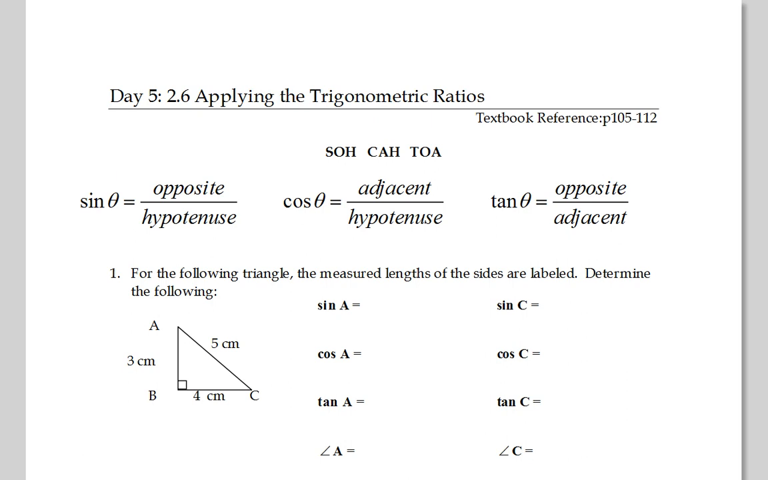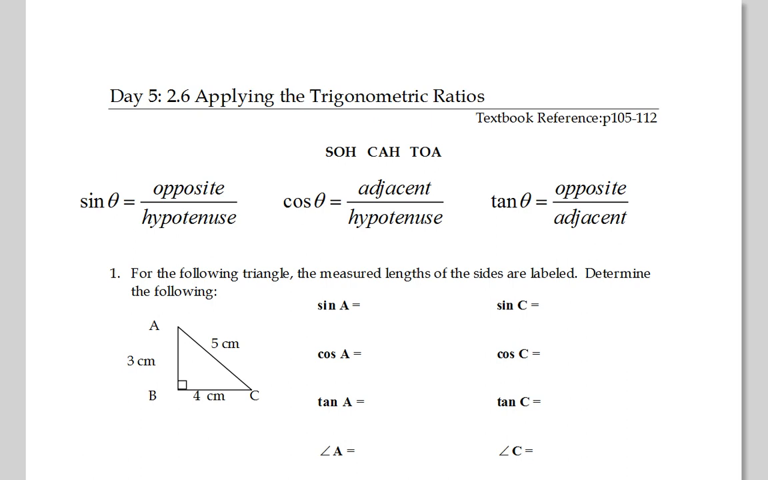Day 5, applying the trig ratios. This is where the trigonometry just becomes, I guess, normal, in the sense that we're not doing one section at a time, right? It's not going to be tan only or sine and cos only. It's going to be all three of them. So this is where you really have to be aware of what's going on.